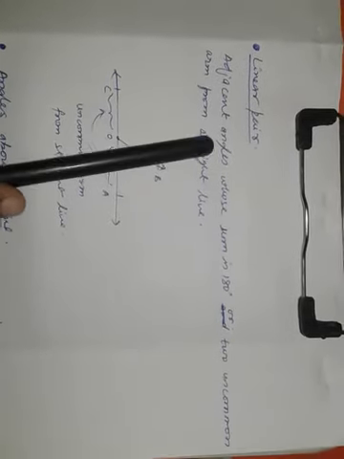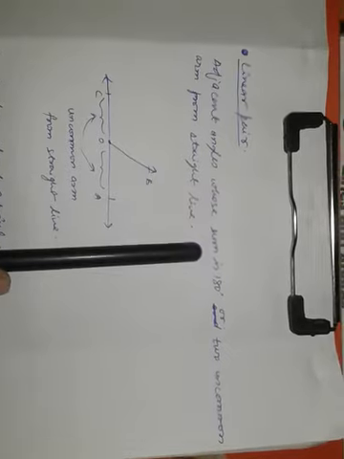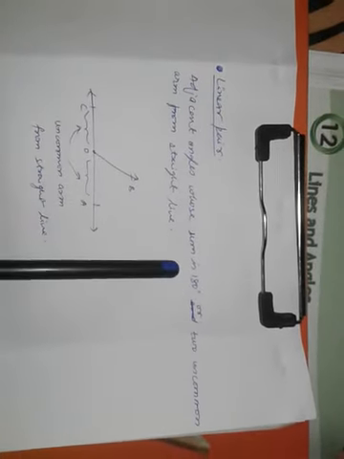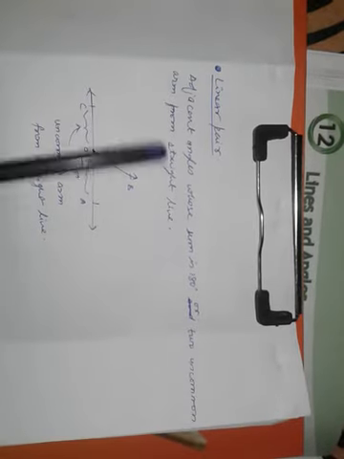So linear pair are adjacent angles whose sum is 180 degrees, or two uncommon arms form a straight line. This is an example of it. It is an adjacent angle, but in that adjacent angle their sum must be 180, or their uncommon arms form a straight line. If the 180 is not given, suppose the measure of the angle is not given, then we see that the uncommon arms must form a straight line.